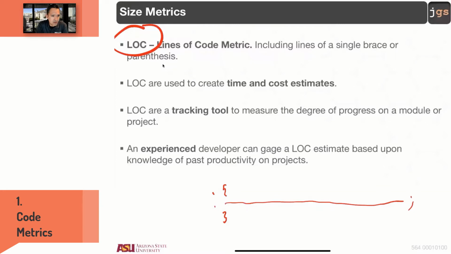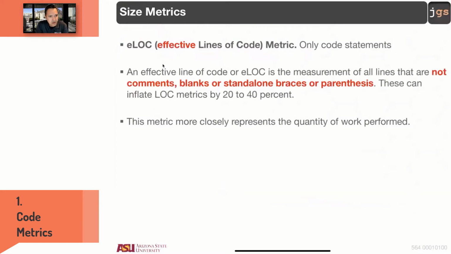This one should be easy. Effective lines of code. This one, the effective is all the previous ones, all the lines of code, except these ones.